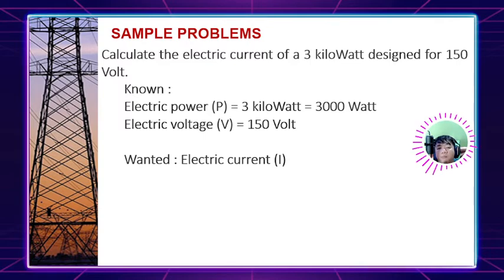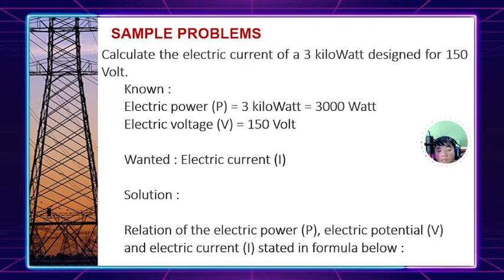Plus, can you still remember the kilo and mega based on the sample problems that were mentioned in the video about kilo and mega? In electricity and electronics, kilo represents thousand and mega means millions. So since the given is 3 kilowatts, you have to convert that into 3,000 watts. And we have the voltage, which is 150 volts. So we're looking for I, or electric current.